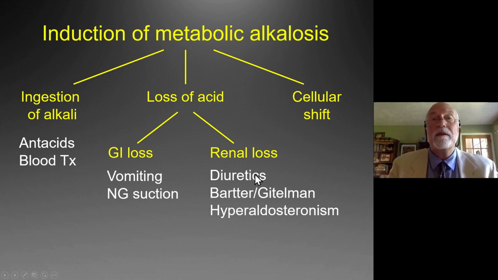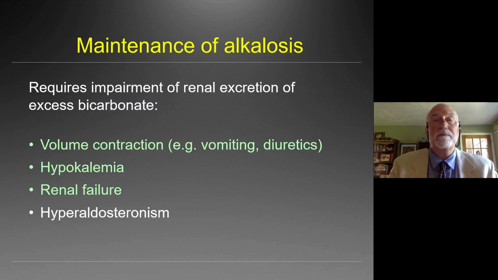Or you can have renal losses of acid through the use of diuretics, the hereditary disorders that are at the same site that our common diuretics are used, Bartter's and Gitelman's, or hyperaldosteronism. And opposite of what we talked about in the potassium talk would be a low serum potassium promoting shift to develop a metabolic alkalosis.